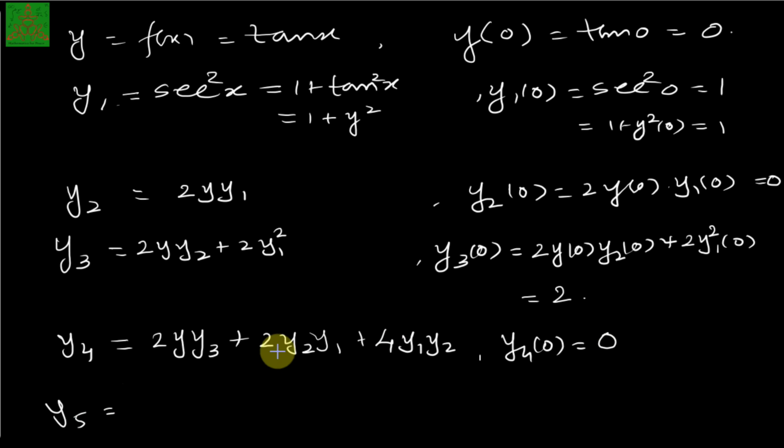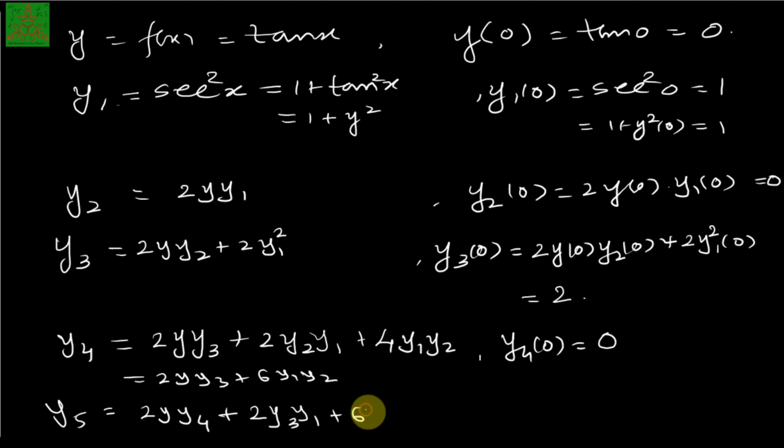y5 we can get. You can just see that if I combine these two terms, this can be rewritten as y into y3 plus 4 into 2, 6 times y1 y2. So if I apply the product rule for both these functions, we can have 2 times y as it is, derivative of y3 is y4, plus 2 y3 as it is, derivative of y is y1, plus 6 y1 as it is, derivative of y2 is y3, plus 6 y2 as it is, derivative of y1 is y2. So now y5 at 0, let us calculate that.